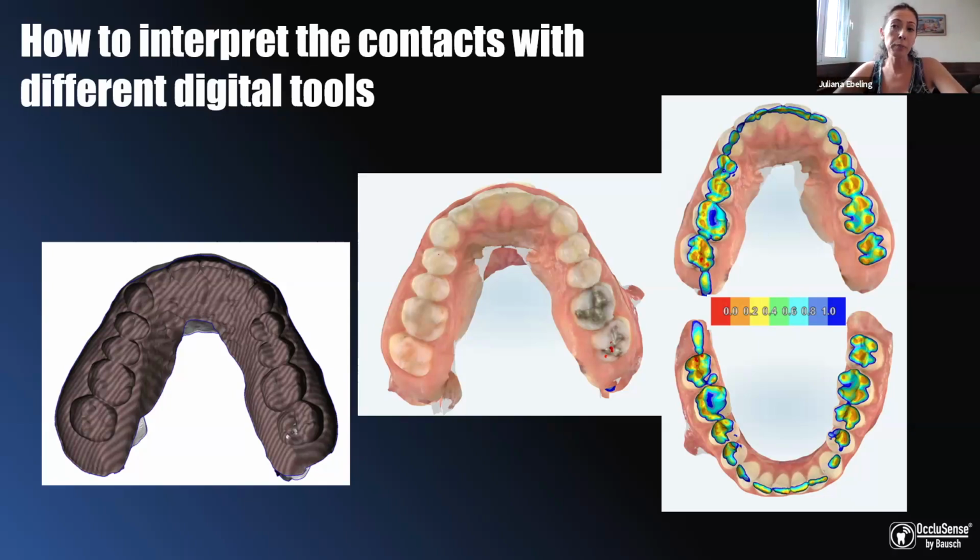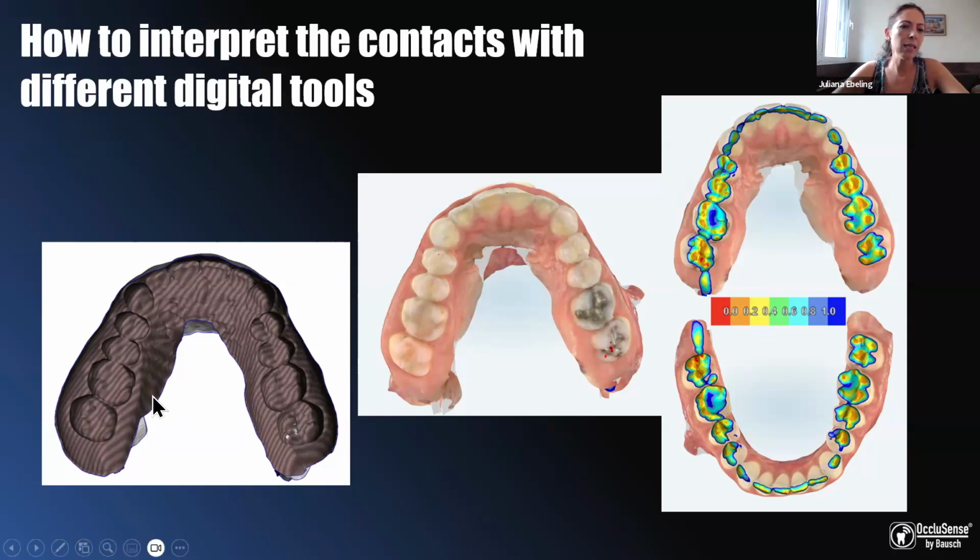And my question at the beginning, when I started to work with all this technology, was, can I rely on all this data? Can I find the same data with the different devices? And what I have perceived and confirmed in my clinic is yes, we have the same data if we know how to combine and put it all together.